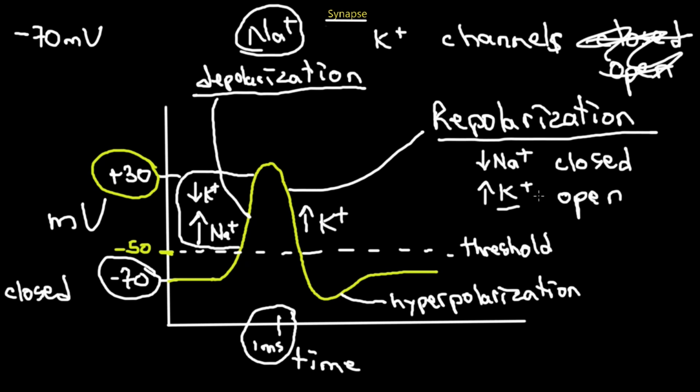And the sodium will then not be able to leak into the cell from the outside, and therefore you're going to get less positive coming in and more positive leaving the cell, and this part is called repolarization.